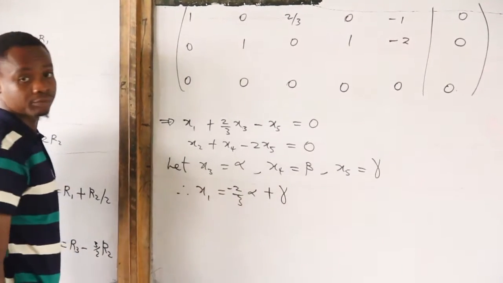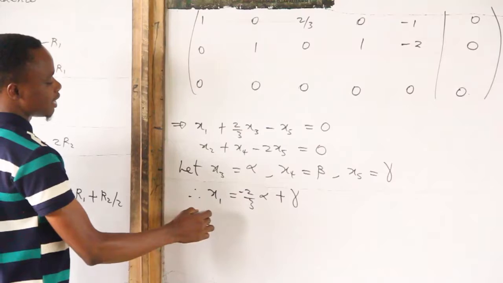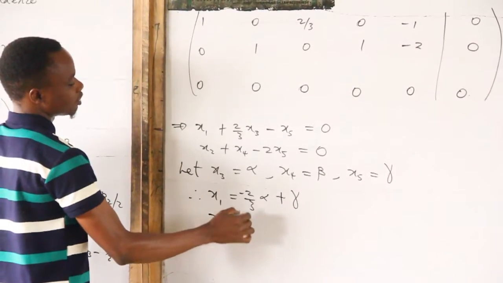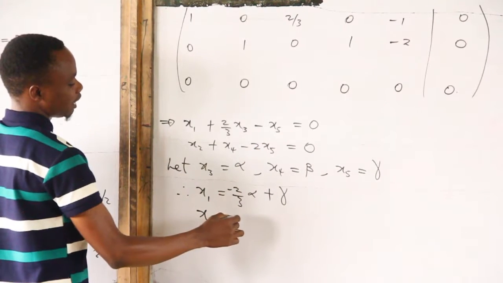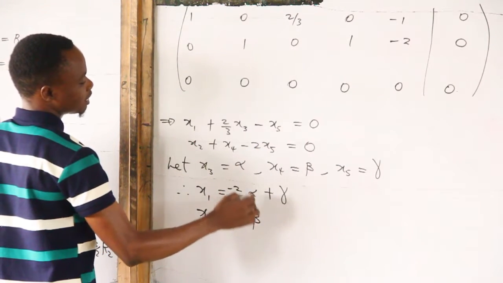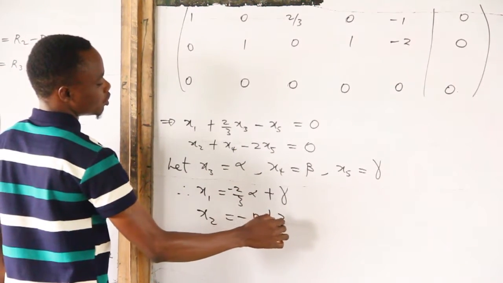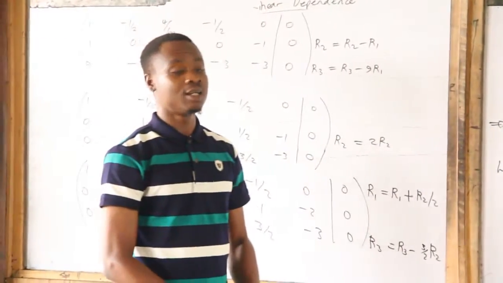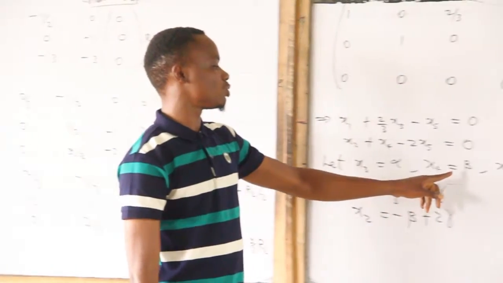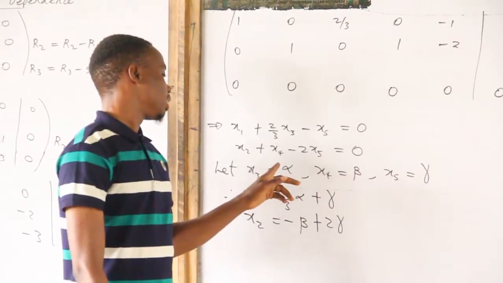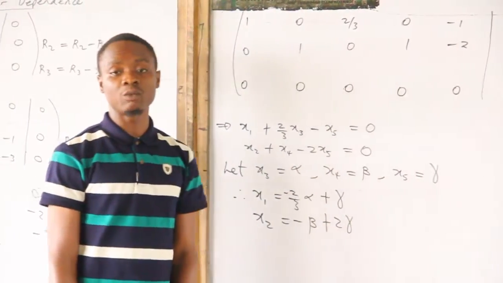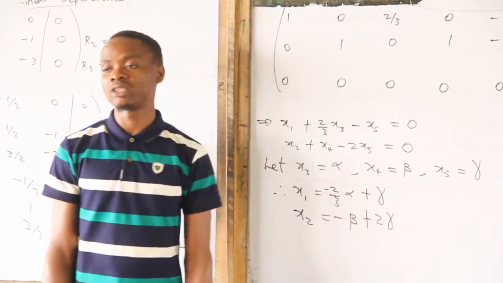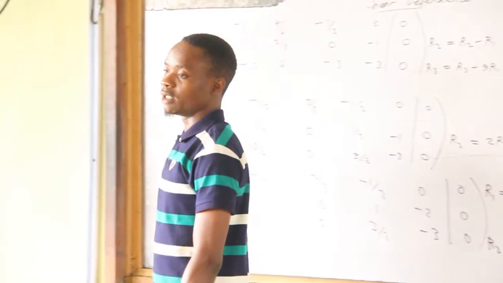Is it clear? Then I can write that x2, the next one, is going to be equal to, when I move this outside, minus beta plus 2 gamma. So I can have this expression. That means that we are at liberty to choose the values of x3, x4, and x5, and when that is done, their values will determine those of x1 and x2. Is it making sense to you? Yes.